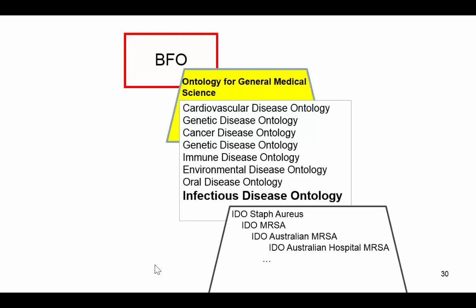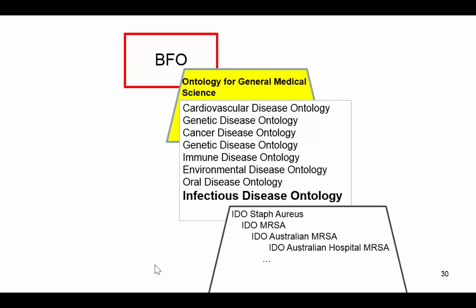So we have BFO at the top, then we have OGMs. Then we have various more specific disease ontologies, such as the infectious disease ontology, each of which is created by its predecessor up the chain by adding new and more specific terms. And then once we have the infectious disease ontology, which is pathogen neutral, it contains terms like virulence or pathogen or vector or infection, we can then very easily create pathogen-specific ontologies, such as the IDO staph ontology, the IDO methicillin resistant staph ontology, the IDO Australian methicillin resistant staph ontology, and so on.